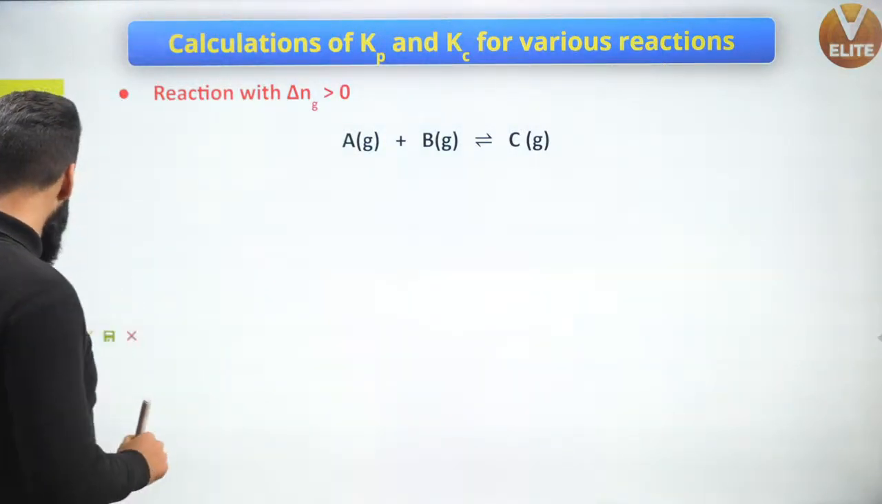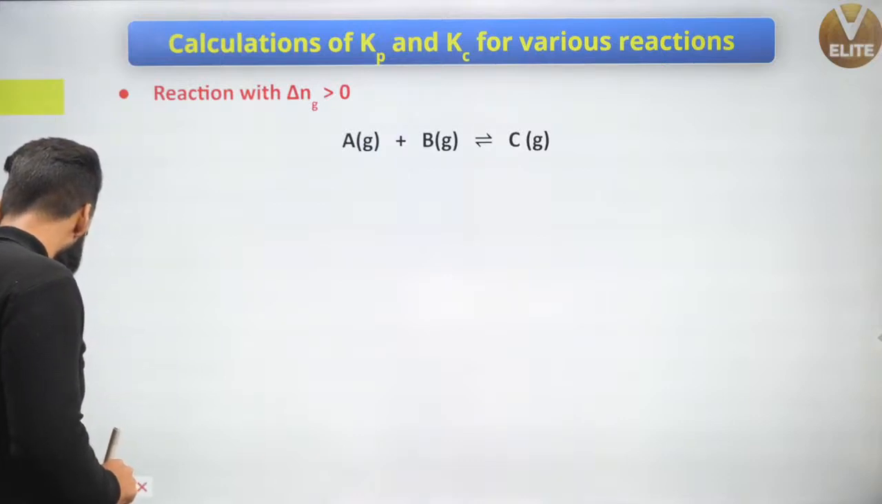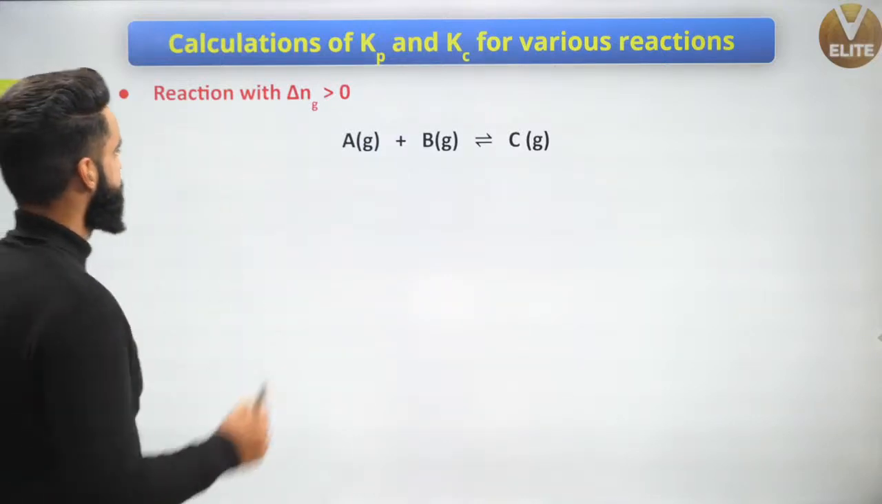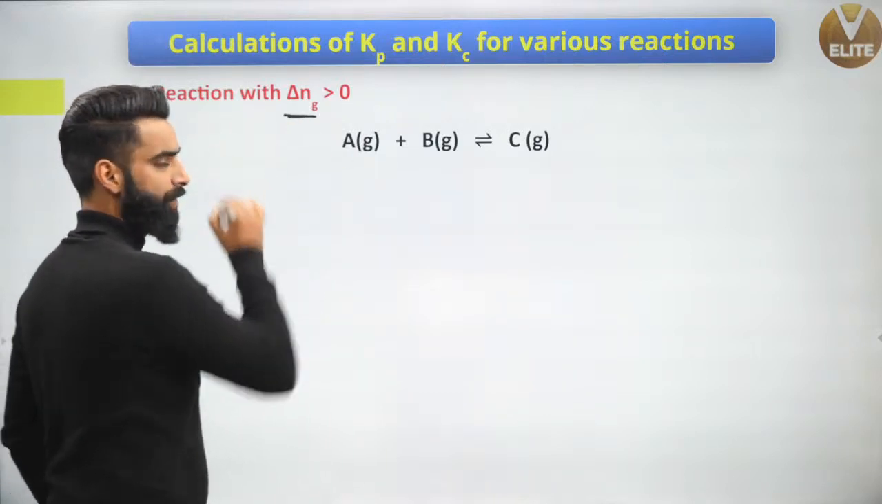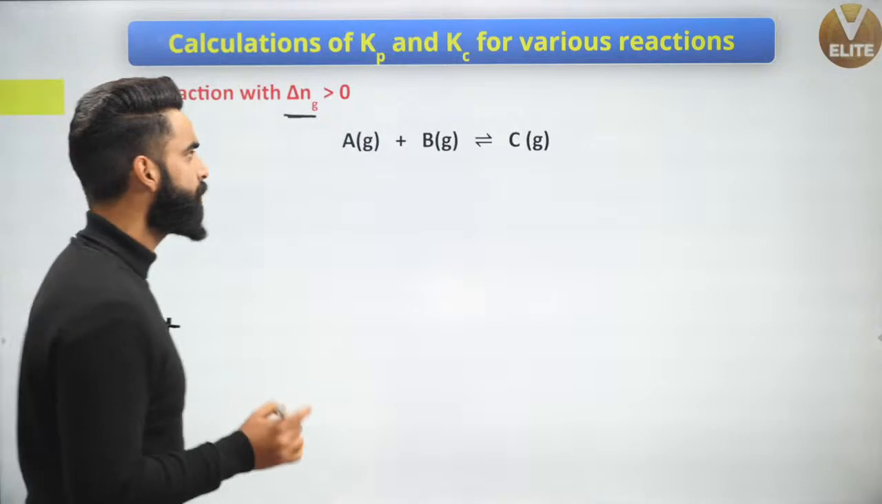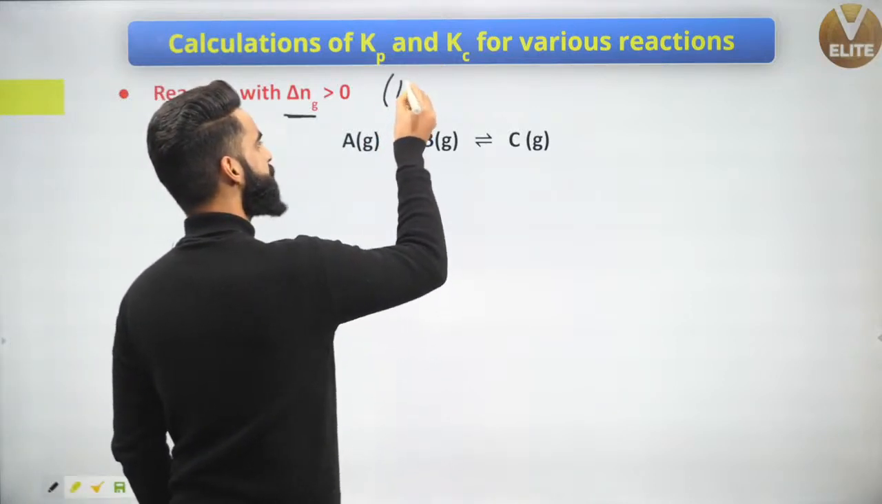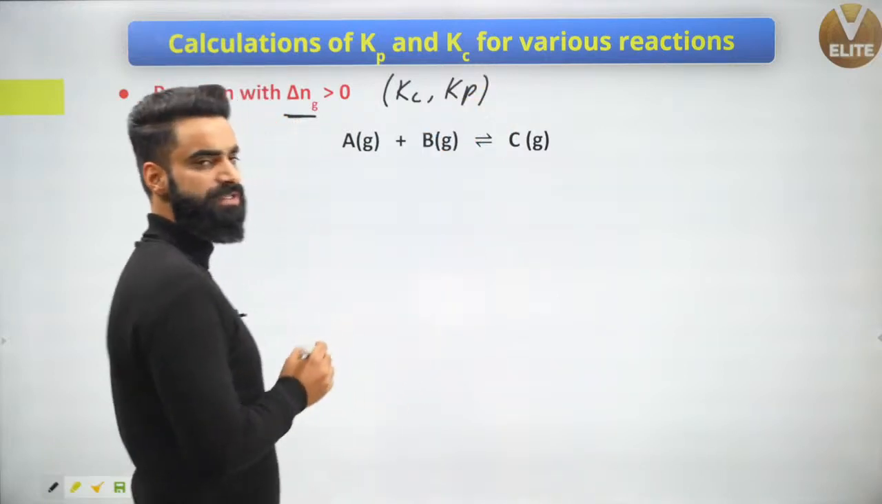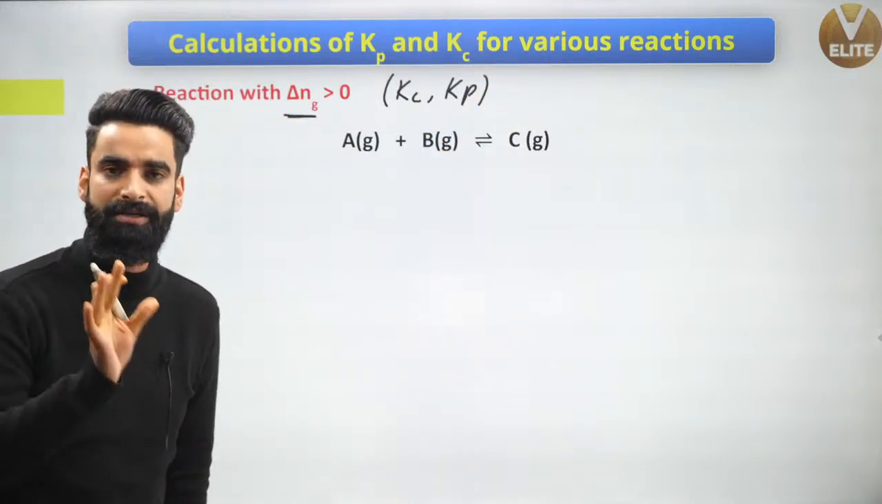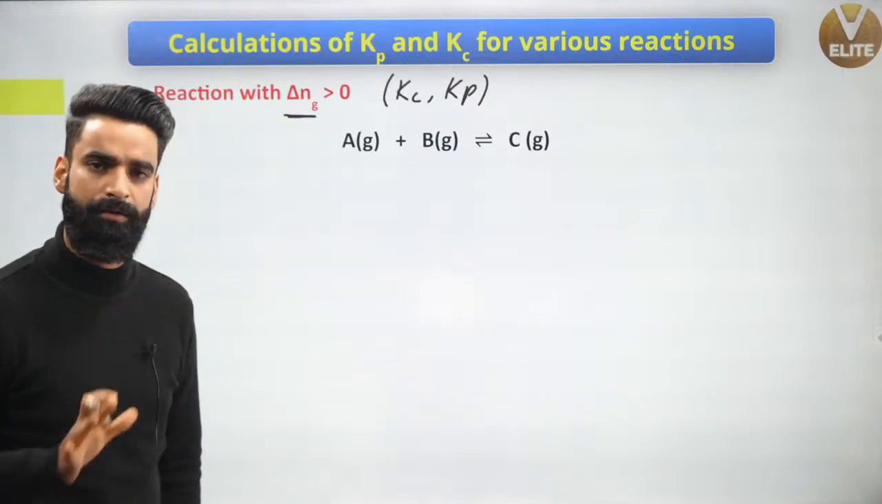Just give me a second. Let me select the marker over here first. Okay. See guys, first of all, I'm going to talk about those reactions for which delta Ng is going to be greater than 0. How do we calculate Kc and Kp for the reactions for which delta Ng will be greater than 0? That's what we have to check, okay?